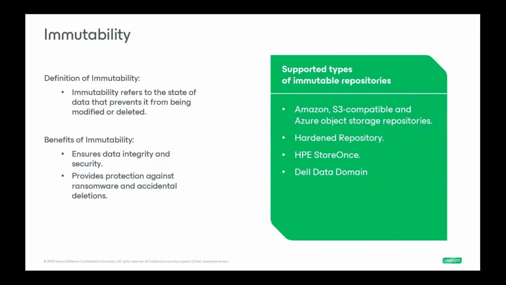People define immutability differently, but how we define it is typically a software-defined feature. It basically means read-only mode, so it can't be modified or deleted, but you can read from it. The benefits are data integrity and security, because if you can't delete, encrypt or modify a file, then as long as you can still restore it, you're in pretty good shape. It provides protection against ransomware and accidental deletions.